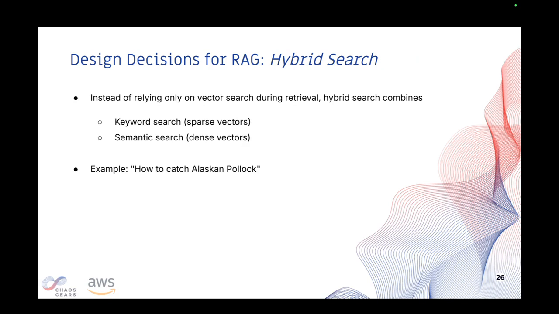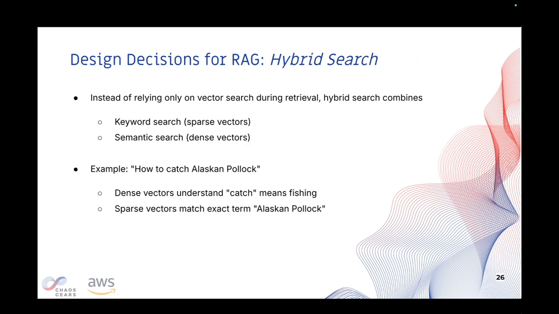And here is an example. Let's say you ask how to catch Alaskan pollock, and Alaskan pollock is a type of fish. So dense vectors, semantic search, will understand that catch means fishing in this context, and sparse vectors will match the exact term Alaskan pollock, and will only return documents that contain this specific term. Keyword matching may fail if we have multiple languages in our database, or the user question is asked in a different language than the documents, because we are searching based on keywords.